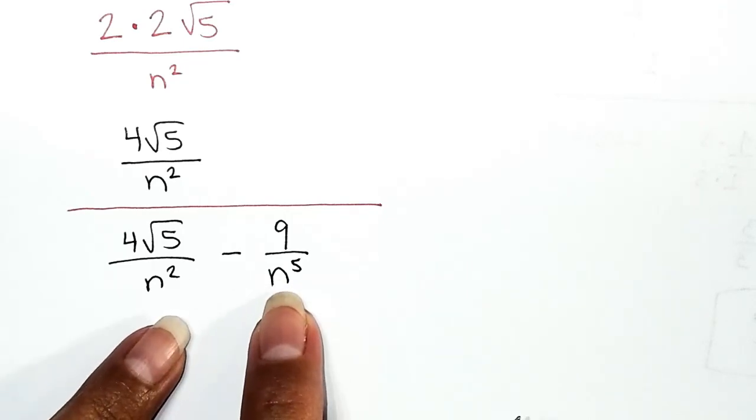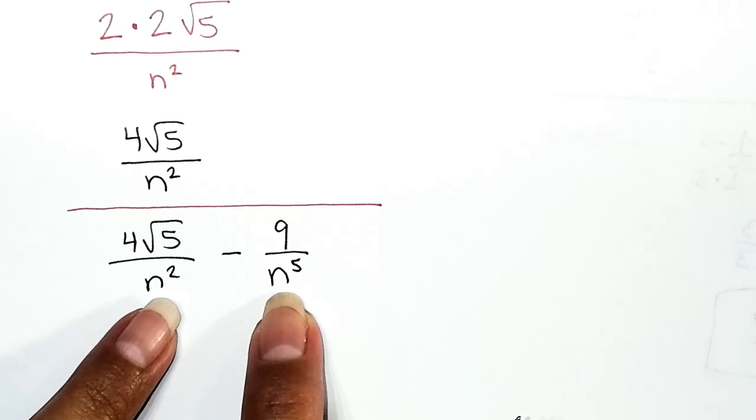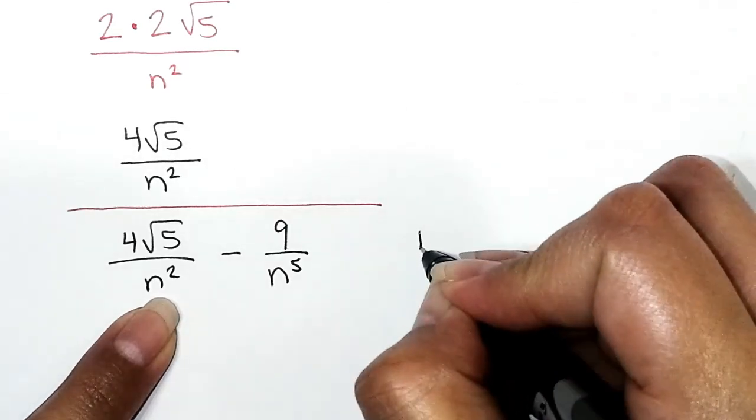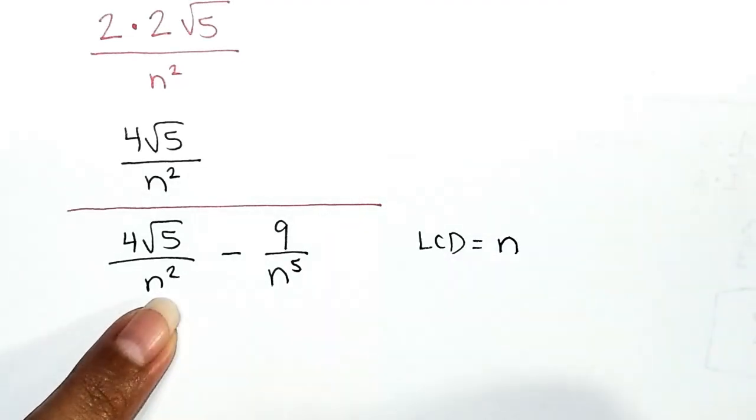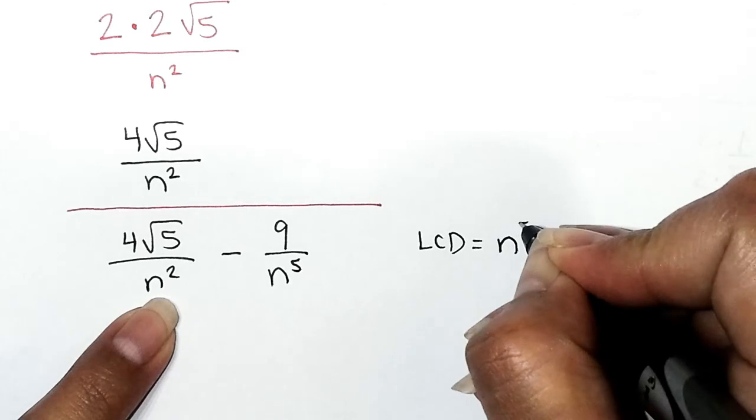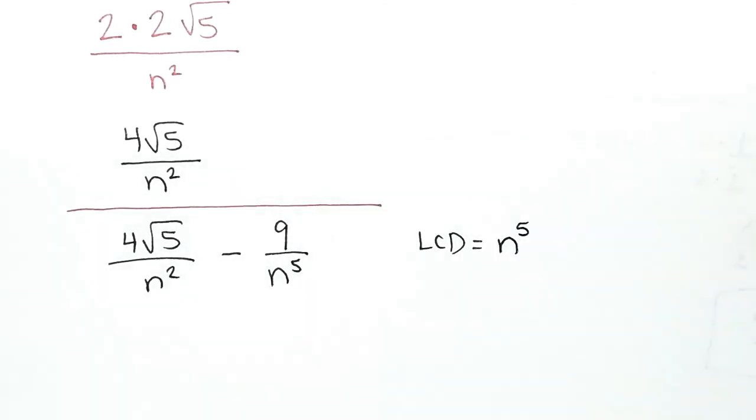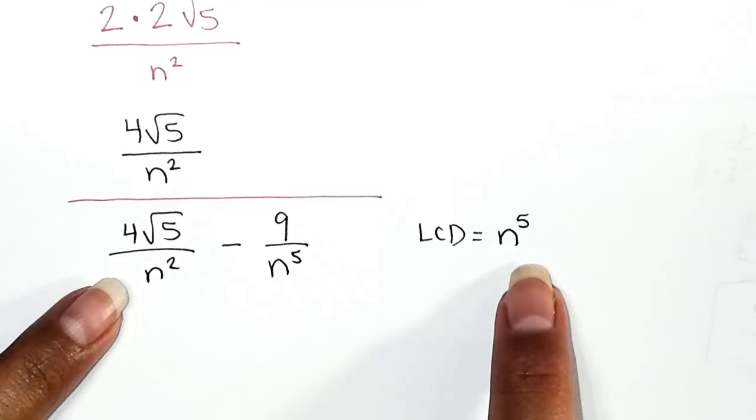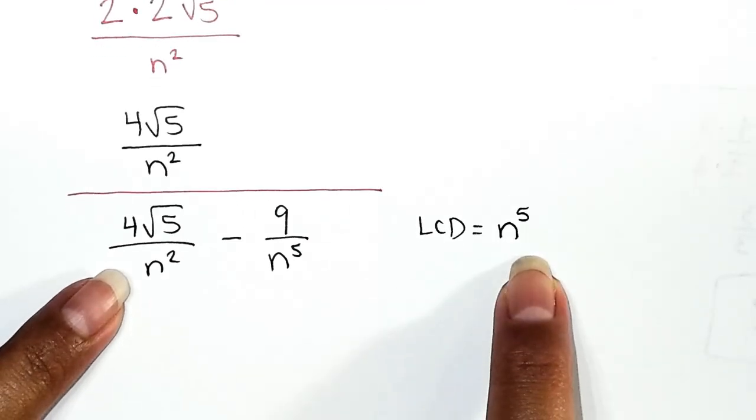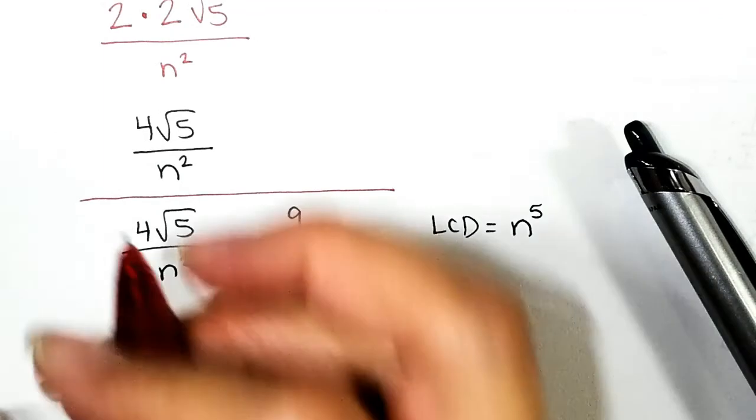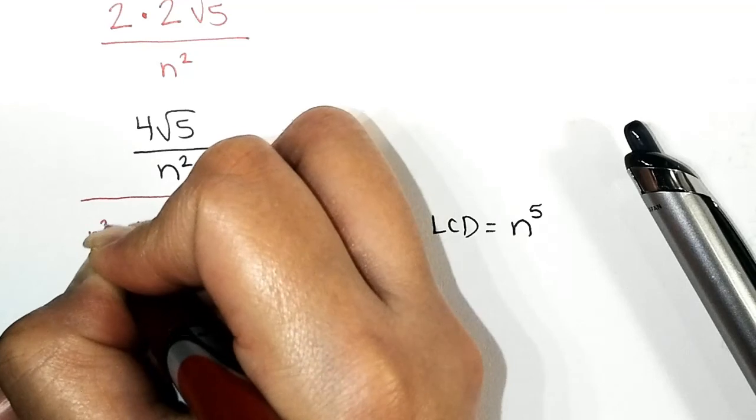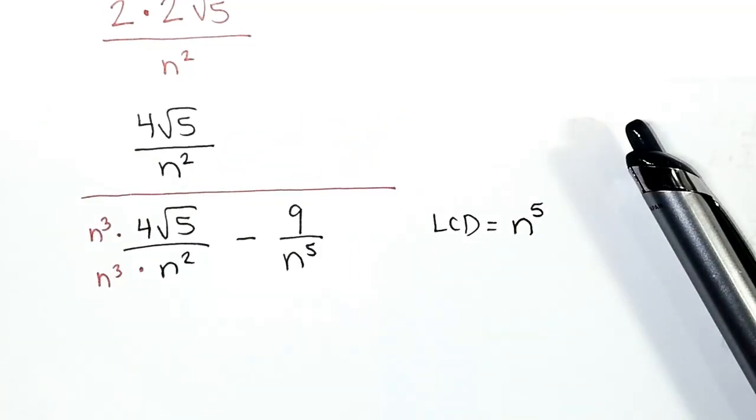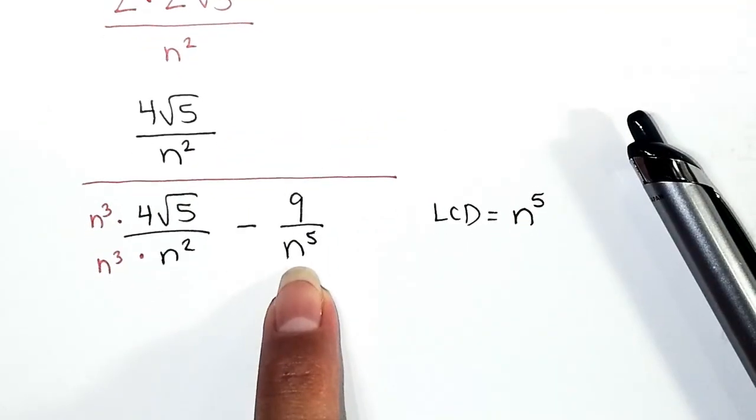So we have variables in the bottom. Lucky for us, it's the same variable, so to identify the LCD, we multiply the different factors using the biggest exponent on each factor. In this case, it will be 5. So the LCD is n to the 5th. The first denominator, to make it look like a winner, we need to multiply it by 3 more factors of n. So let's multiply top and bottom by n cubed. Never forget to have your good notation. The second denominator is already a winner.